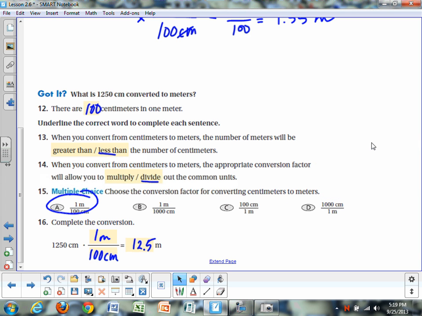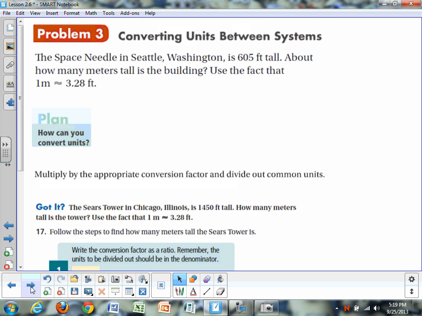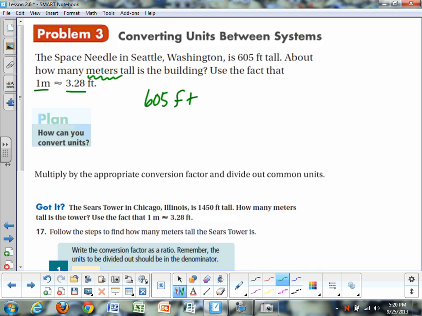All right, sometimes we're going to be wanting to convert between systems. So we need to use some conversion factor that changes from one system to another. In this case, we're going from the English system to the metric system. And so we're given that the Space Needle is 605 feet tall. So we're starting with 605 feet. We want to change that into meters. So here's our ratio. 1 meter is 3.28 feet. Now remember, those are both the same. So if I write it as a ratio, it's really just equal to 1.